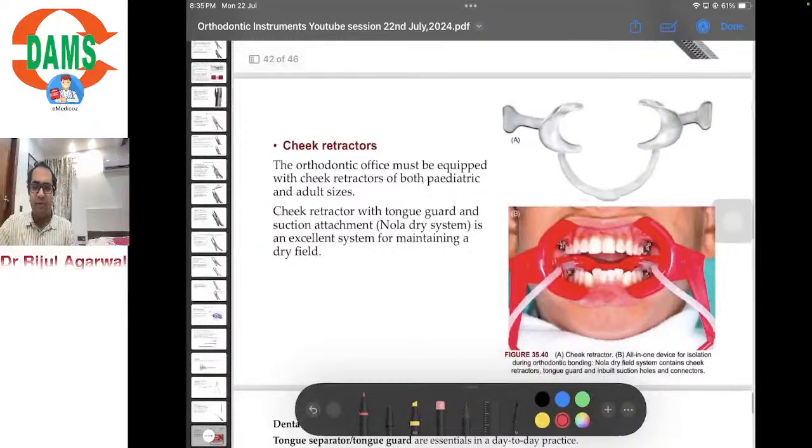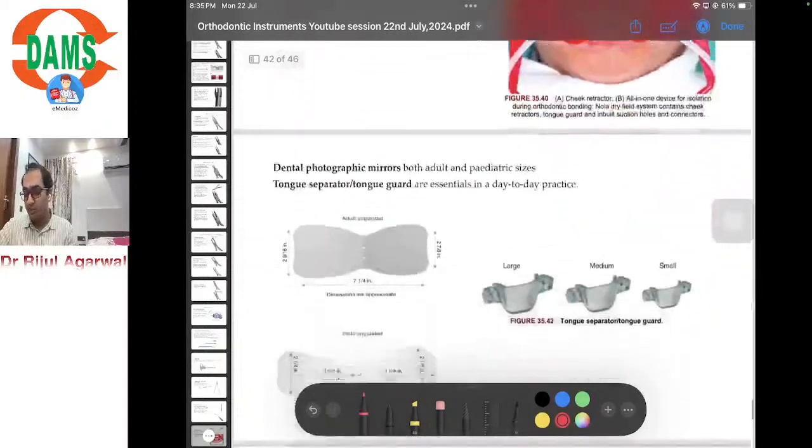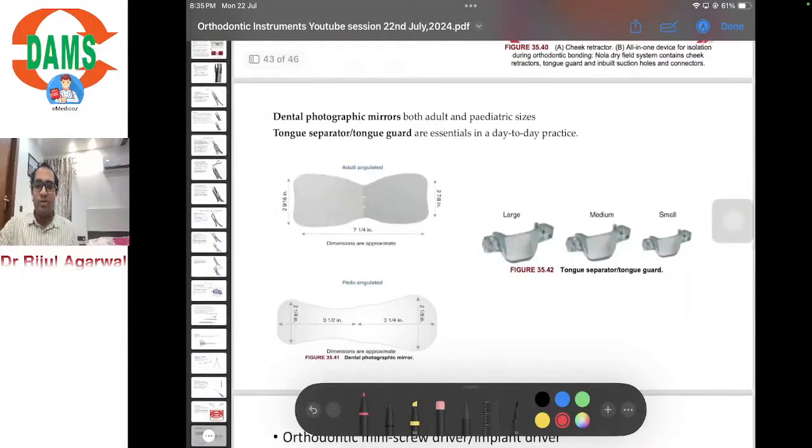Next is the cheek retractor, where you need to identify. The important one is the second image, that is the Nola's dry system or the Nola's cheek retractor. It has additional holes through which you can place suction tips, so it keeps the mucosa dry for banding or bonding purposes. The second image is important, that is the Nola's dry system. Just for completion's sake, dental photographic mirrors and tongue separators, tongue guards, you all know, you must have used in your practice as well.